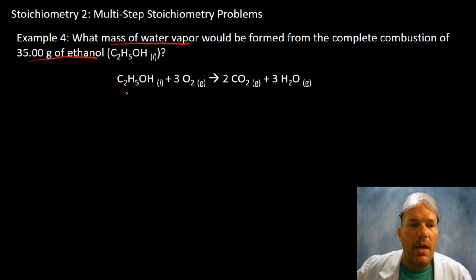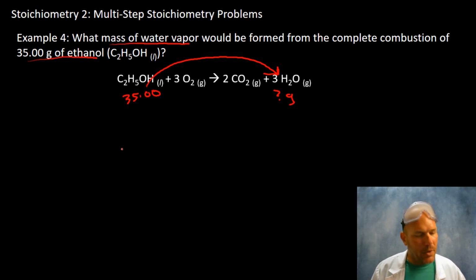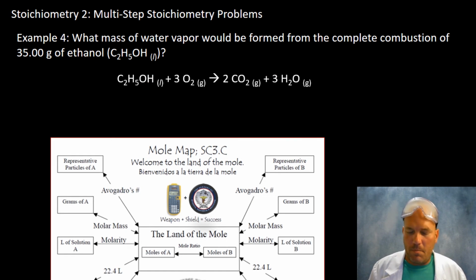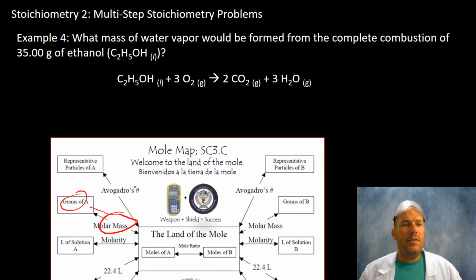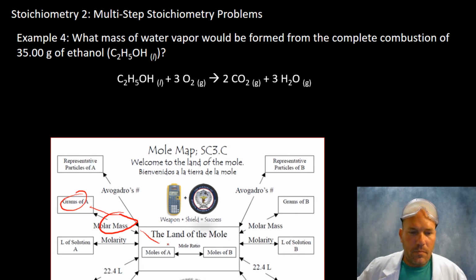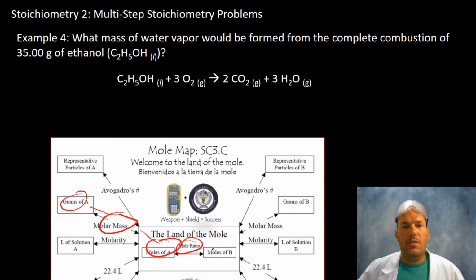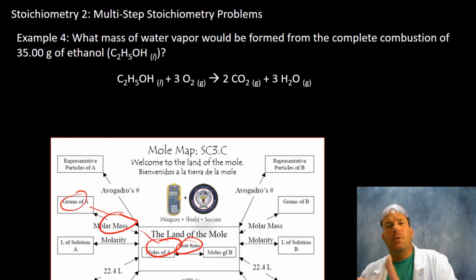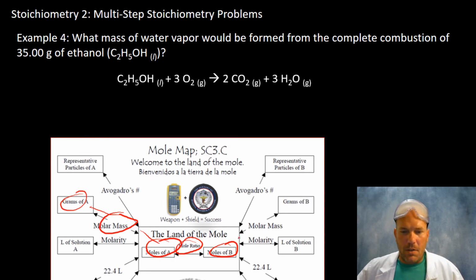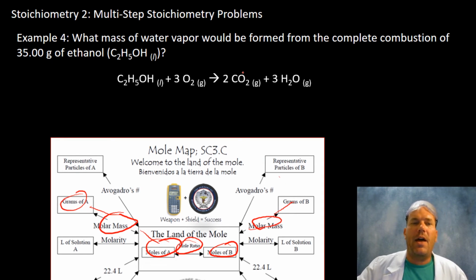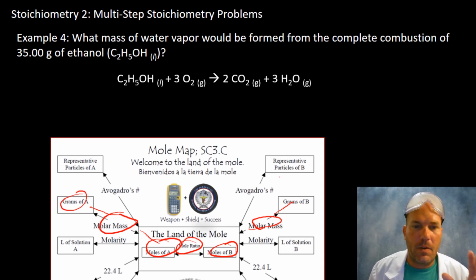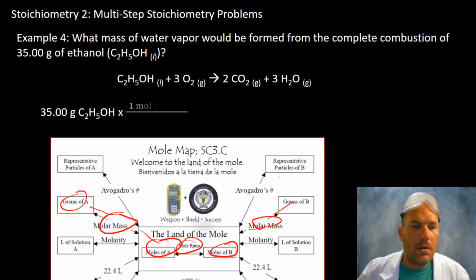Okay, so I have 35.00 and I want to know question mark grams. So I'm going from one reactant to a product in a gram to gram conversion. All right. So in my mole map here, gram to gram, molar mass, grams of A. What would A be in this case? A is our ethanol. We want moles of ethanol. Then we're going to use the stoich ratio and convert that into moles of water. Once we get moles of water, we're going to use the molar mass of water to answer this question about what mass of water vapor. All right, so let's get this going and finish this one up here.